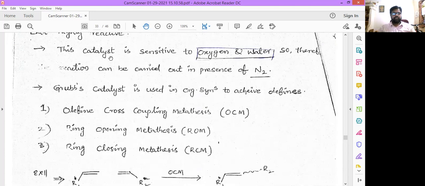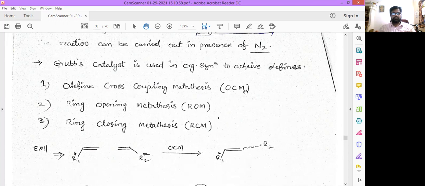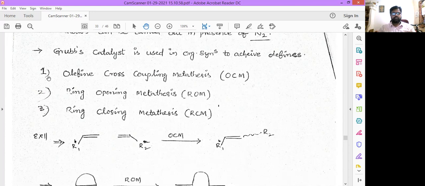This catalyst is sensitive to oxygen and water, therefore the reaction can be carried out in the presence of nitrogen gas, right? Grubbs catalyst is used in organic synthesis to achieve olefins. Different types of metathesis are available: olefin cross-coupling, ring opening, ring closure. So OCM, ROM, RCM. Sometimes you will get a question, explain about OCM or ROM or RCM. So you have to remember what is OCM, what is ROM, what is RCM.